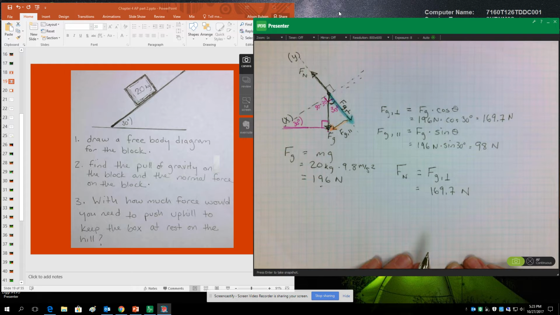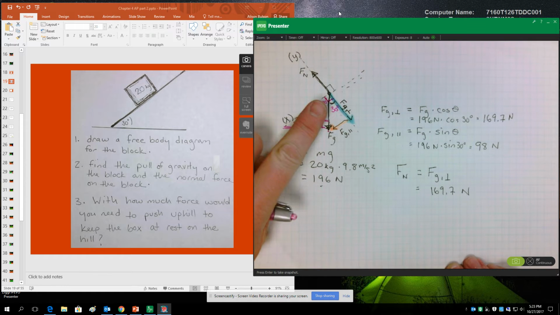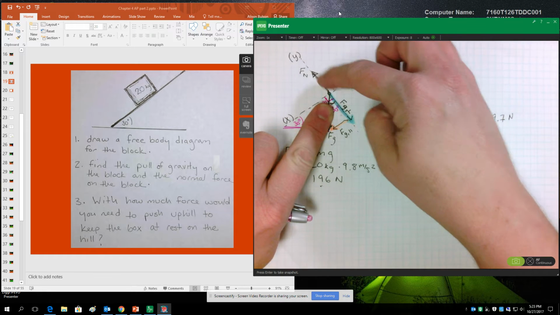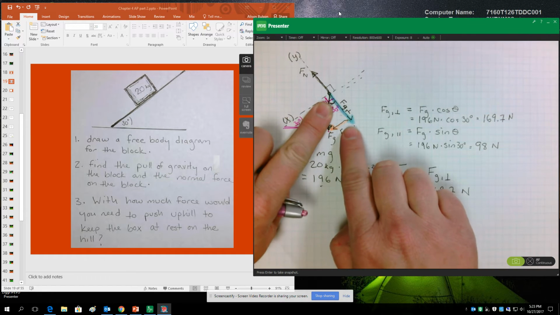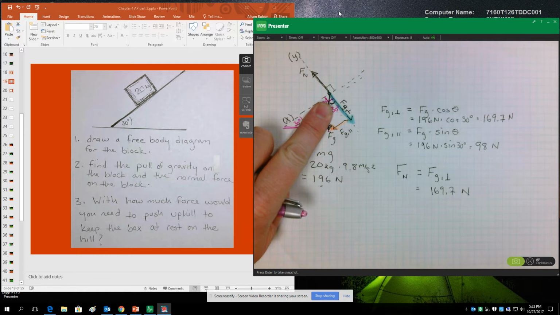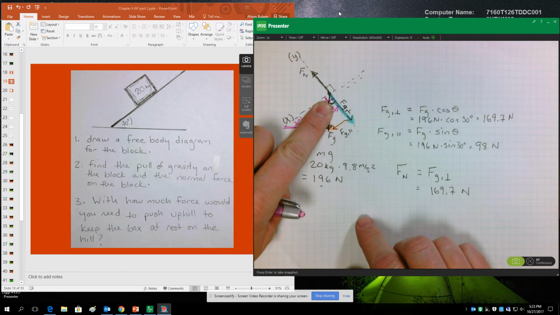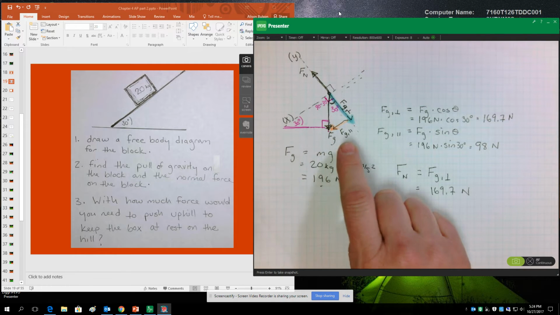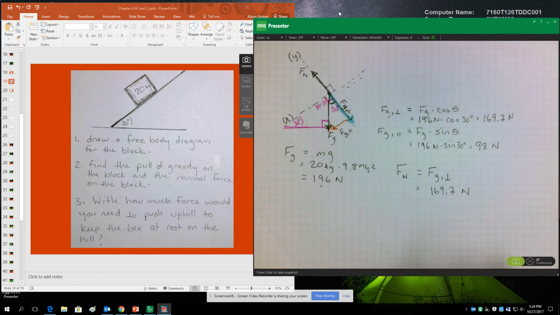Question 3 is, with how much force would you need to push uphill to keep the box at rest on the hill? So without any push, we have a part of gravity that's into the plane that's being counteracted by the normal force. But we have this orange component of the pull of gravity, I should say, that's in the down the hill direction. And so with no other forces acting on this block, the down the hill component of the pull of gravity will cause it to accelerate down the hill. Like imagine it's a slippery, icy hill or something, you know that this block is going to accelerate down the hill. So with how much force do I have to push on this block?